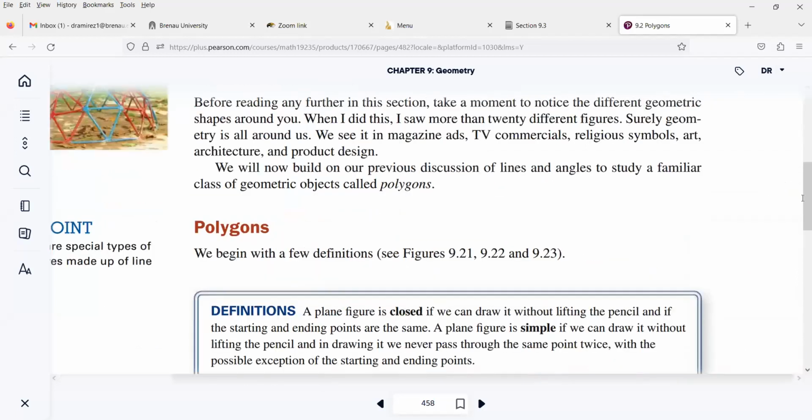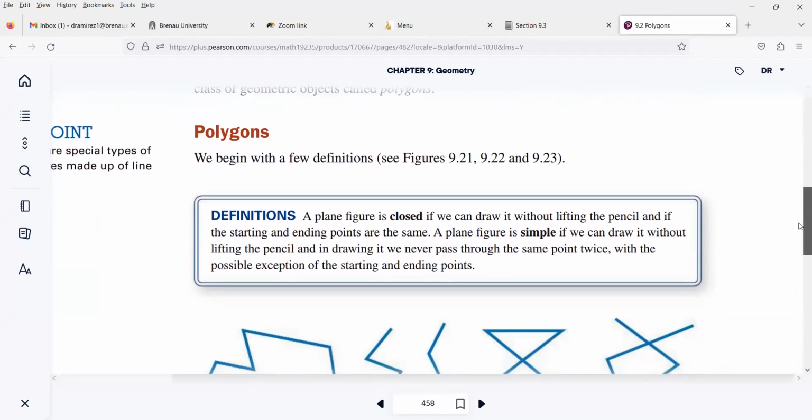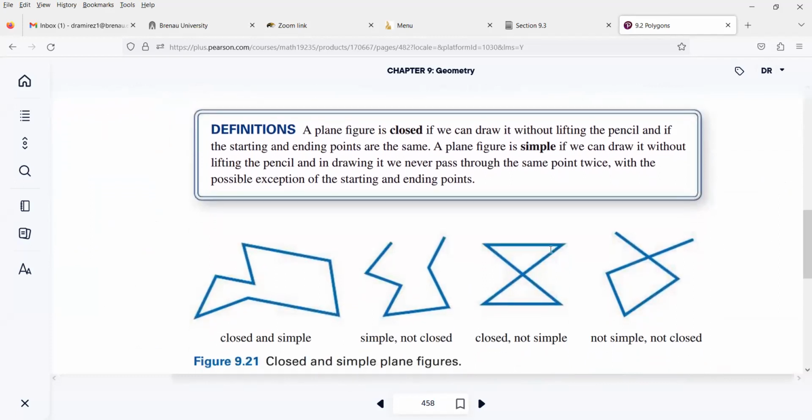I'm just going to give you a definition of a polygon. So a plane figure is closed if we can draw it without lifting the pencil and if the starting and ending points are the same. So a plane figure is simple if we can draw it without lifting the pencil, and in drawing it, we never pass through the same point twice, with the possible exception of the starting and ending points.